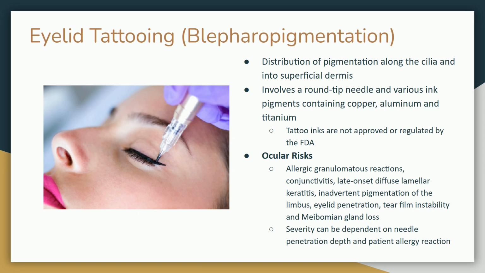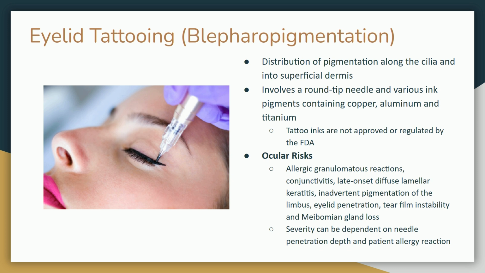Next, we're going to talk about eyelid tattooing, also known as blepharopigmentation. In Detroit, we have a huge Arabic population, so this is very common in our Arabic females. When I was in Colorado, I also saw it in a lot of Hispanic communities. It typically involves distribution of pigmentation along your cilia and into the superficial dermis. As with any tattoo, it involves a round tip needle and various ink pigments containing copper, aluminum, or titanium. The only concern with this is tattoo ink, since it is a cosmetic procedure, is not FDA approved or regulated.